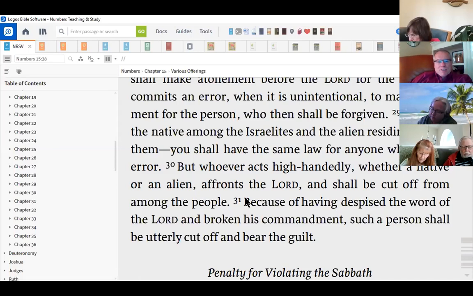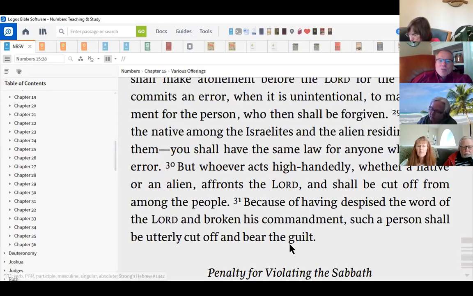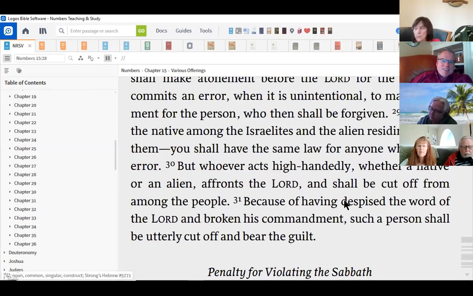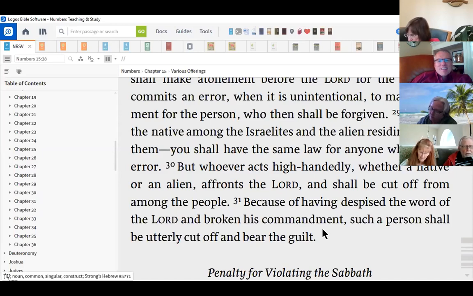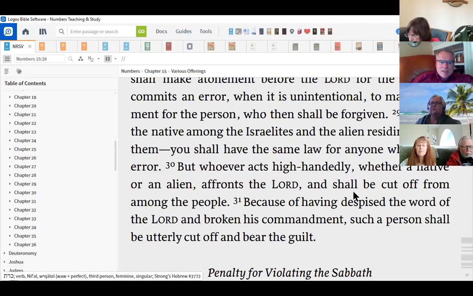Because of having despised the word of the Lord and broken his commandments, such a person shall be utterly cut off and bear the guilt. So there's no repentance here, is I think what this is talking about. So interesting. Well, I think there's a lot of grace here for this. The priest is making atonement. There's recognition that sometimes it's not intentionally but unintentionally. I think that's interesting. If other folks have thoughts on that.